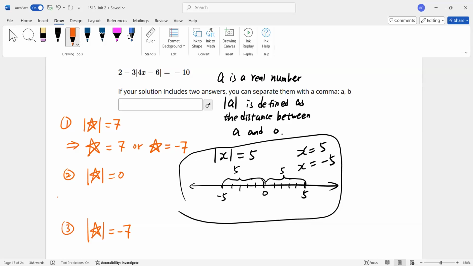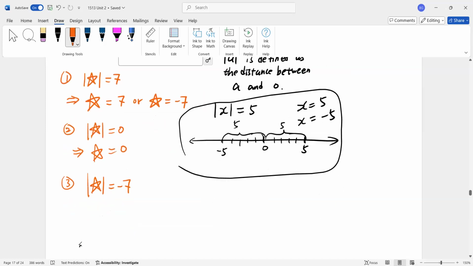The second basic form of absolute value equation is absolute value of star equals 0. If you have that, you may quickly rewrite the equation as star equals 0, because there's only one quantity whose absolute value is 0, which is 0. The distance between 0 and 0 is 0. That's the only one. Okay, does that make sense?